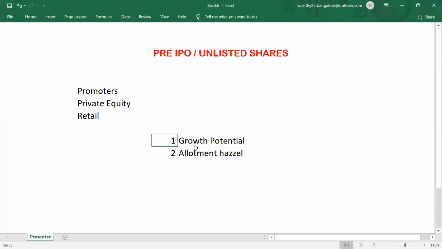So these are the two biggest advantages of the unlisted market, and that's the reason why people buy unlisted shares. How does the trade actually happen? Let me give you a brief on that.